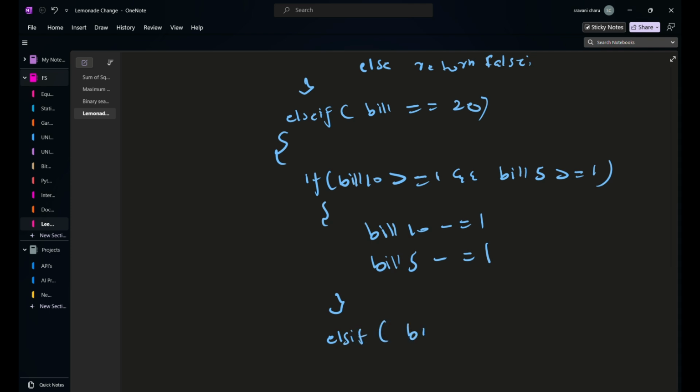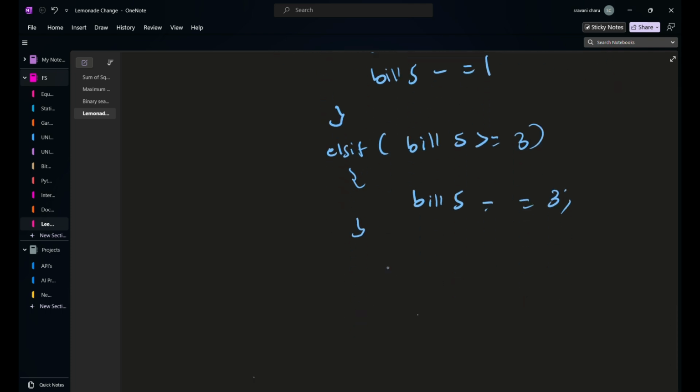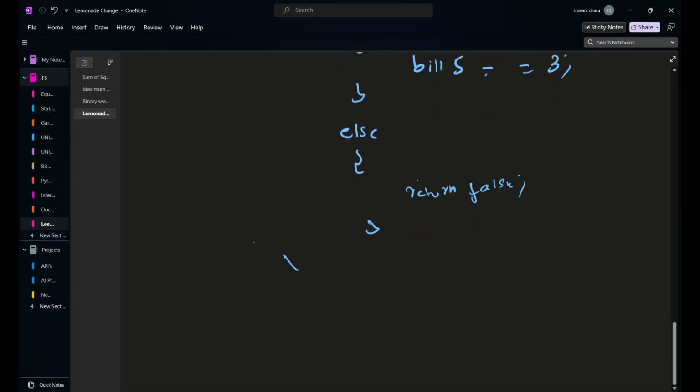Otherwise, if bill5 is greater than or equal to 3, then bill5 minus equal to 3. Else, return false. If it satisfies all the conditions, at the end, you'll just return true. Right? So this is how you'll solve this problem.